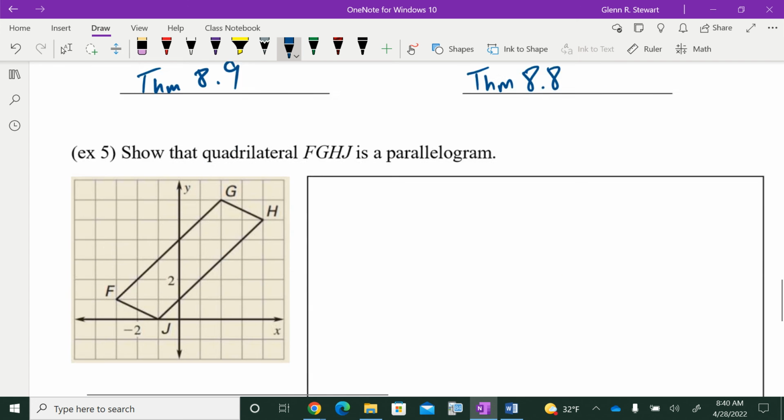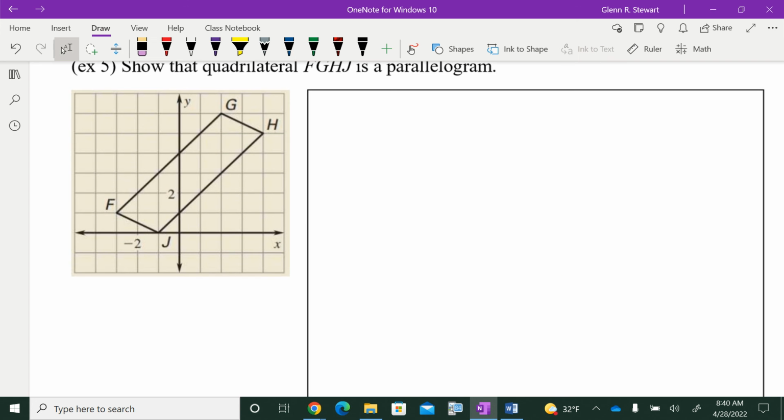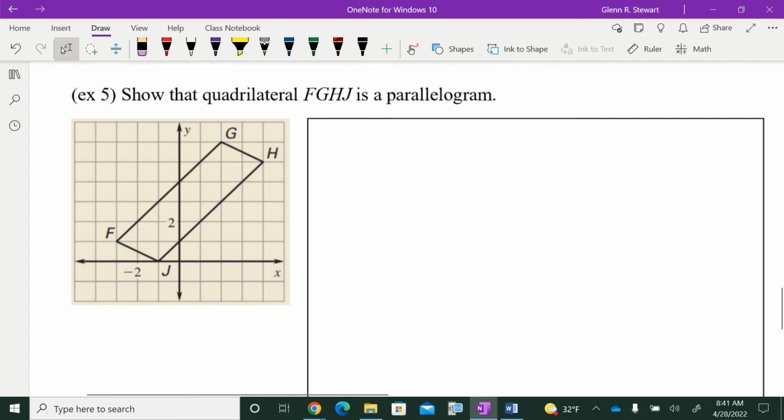The very last question I have for you today deals once again with the coordinate plane. So we've got FGH is a parallelogram. We're going to tie back into some prior knowledge here, because we're going to be finding slope, and we're also going to use the distance formula just to get your brains going again on those. Show that the quadrilateral is a parallelogram.